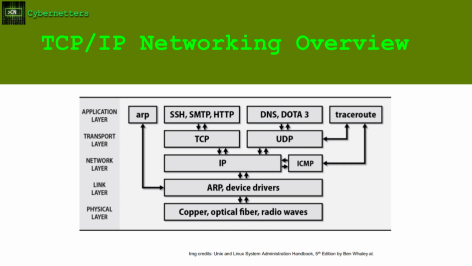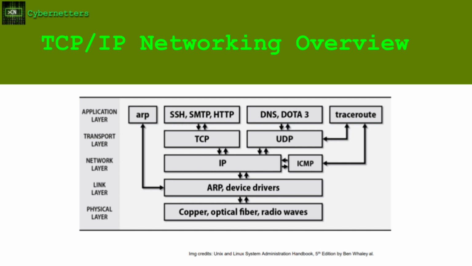All right, so let's break down how networking actually works. The diagram shown here represents the TCP/IP model, which is how devices communicate over the internet or a local network. Think of it like a multi-layered process where each layer has its own job. At the bottom, we have the physical layer, which is the actual hardware like copper cables, fiber optics, or even Wi-Fi signals. Moving up, the link layer deals with the direct device-to-device communication using ARP and device drivers.